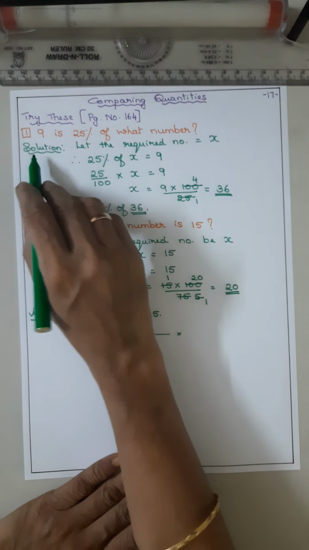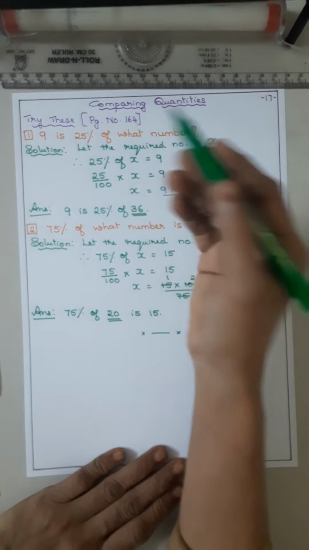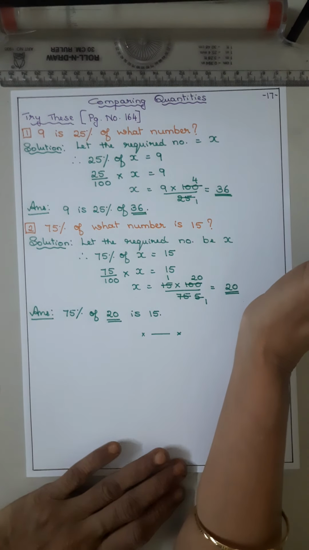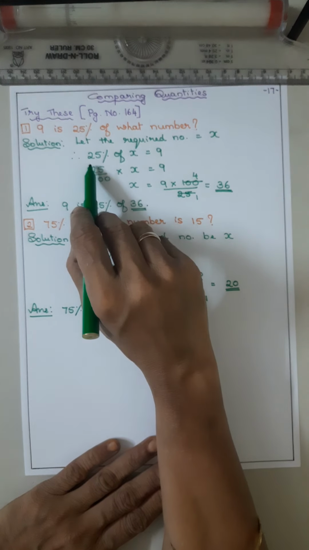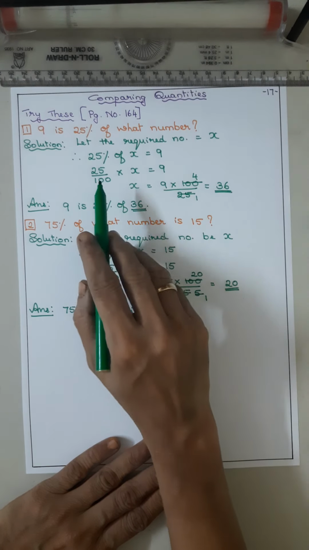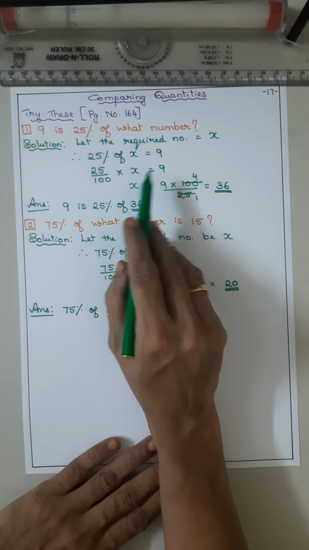So 9 is 25% of what number? So let the required number be x. Now 25% of x is 9. That means 25 by 100 into x is 9.